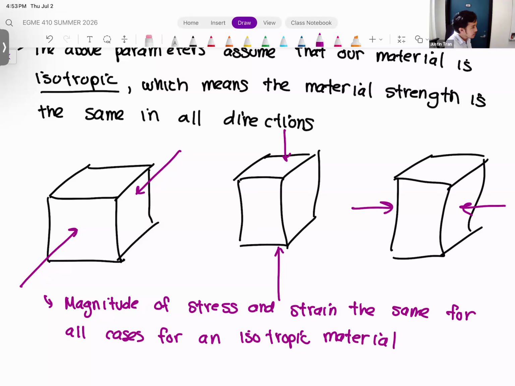So isotropic just means that our strength is the same in all directions. So what types of materials are typically isotropic? Most of your engineering metals are going to be isotropic, because the way that their molecular structure is formed, metals have a very uniform and rigid molecular structure, and so it doesn't matter which direction you push those molecules together in, they're going to exhibit the same properties.